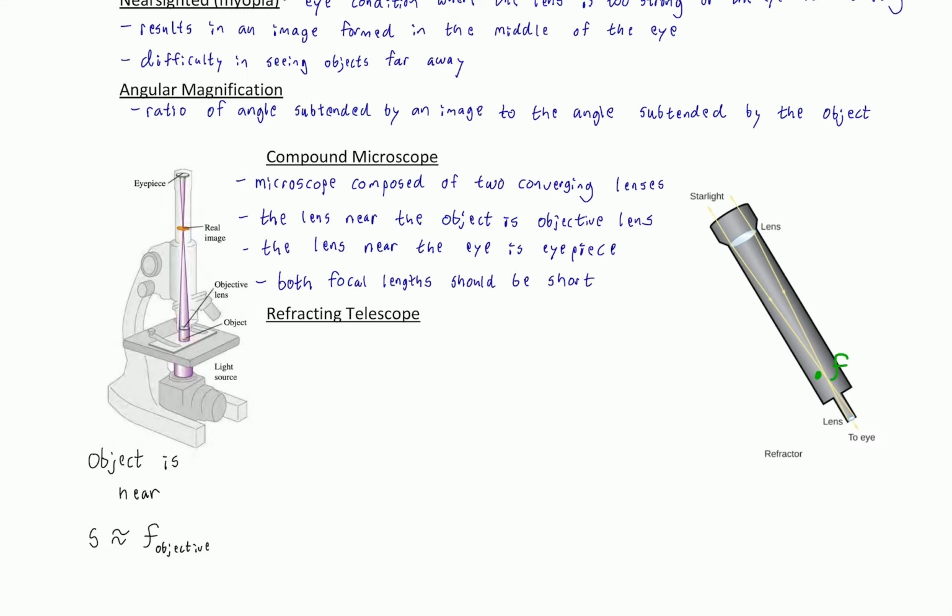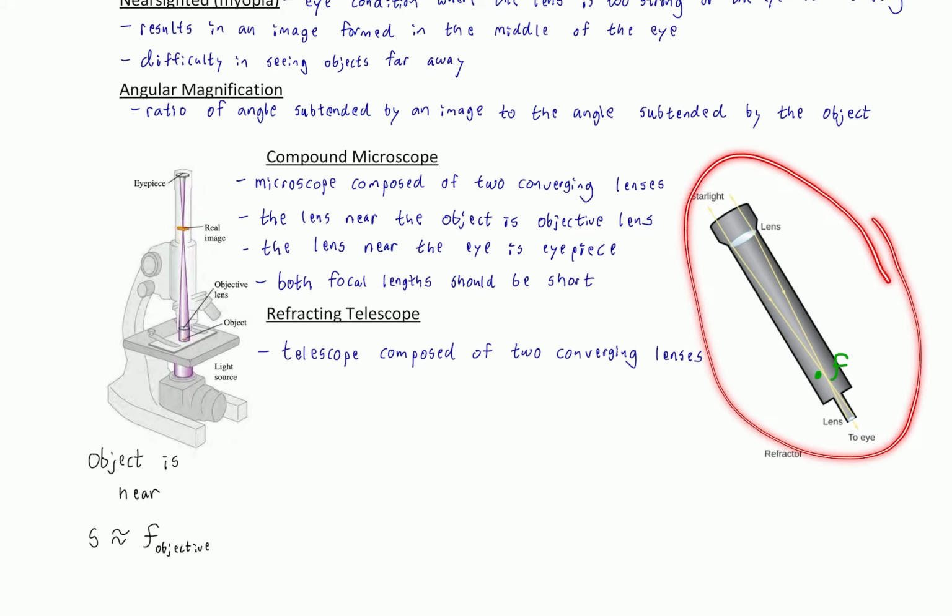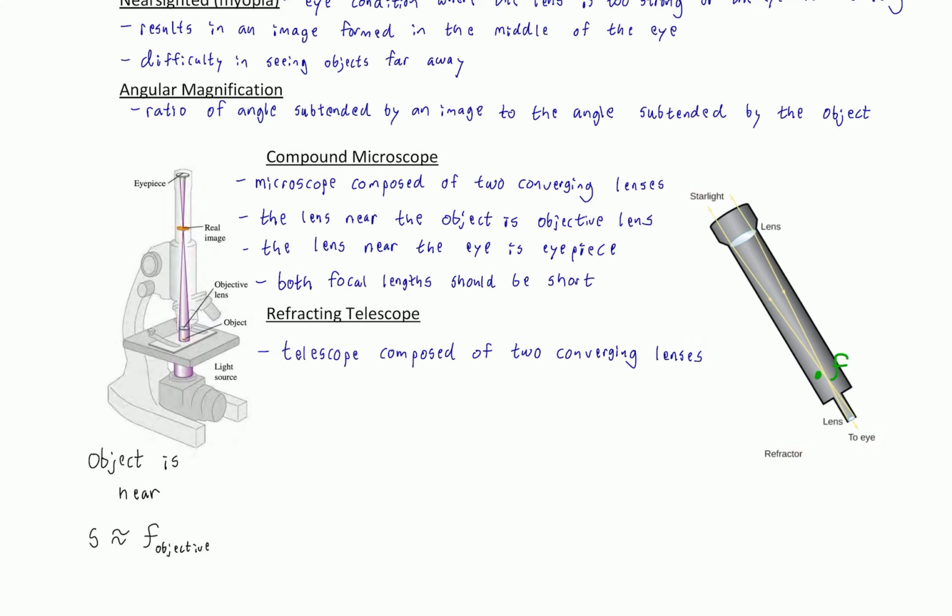But what about the refracting telescope? Again, it's going to have two lenses, a lens here and a lens here. What type? The same type. The telescope is also composed of two converging lenses. That's really interesting because these do very different things. Microscopes look at small objects; telescopes look at huge objects, often stars or planets, but very far away. Yet they both use a pair of converging lenses. I guess it's a testament to the versatility of converging lenses.